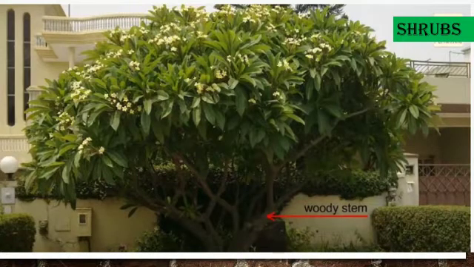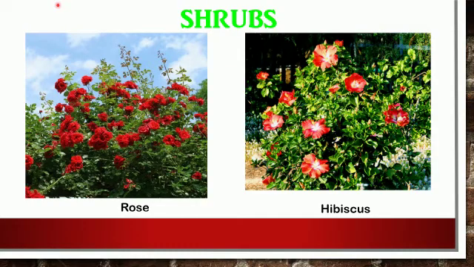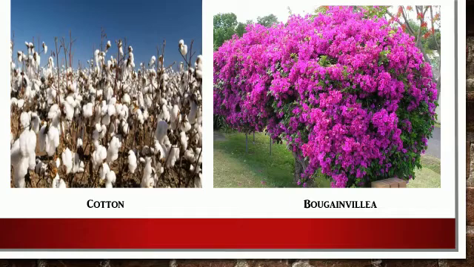The next type of plants are shrubs. They are smaller than trees. They have thin, hard and woody stems. Children, can you observe the plant has many branches? So they are also called bushy plants. So shrubs are also called bushy plants. Even they live for many years. The examples of shrubs are rose, hibiscus, cotton, bougainvillea, because they have thin, hard and woody stems.